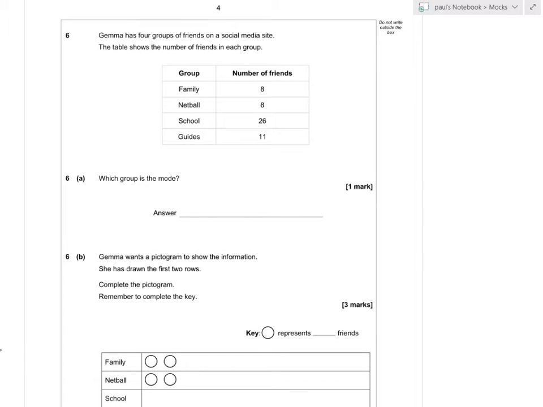Gemma has 4 groups of friends on a social media site. Lucky Gemma. So she's got family, netball, school and guides. Which group is the mode? The mode is the most common, which is school. And I'll put 26 there just in case.